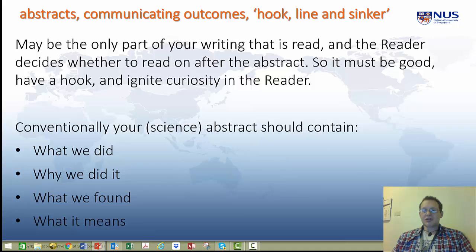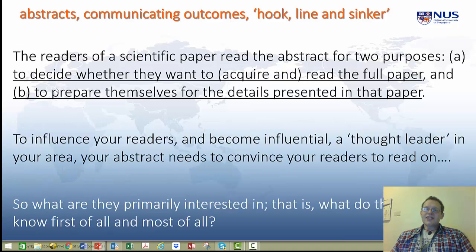Right, so what must your abstract do? The readers of scientific papers usually read the abstract for two purposes. The first is to decide, rather like me, whether they want to read the full paper or not, or whether the abstract will do, or whether in fact, oh my God, this is not anything I want to read at all. And secondly, to prepare themselves for the details presented in that paper.